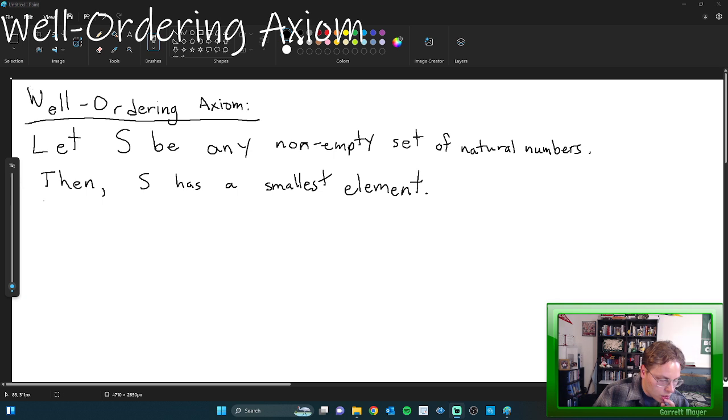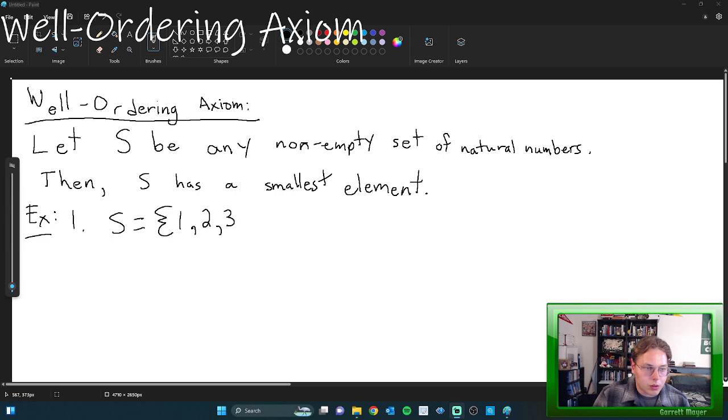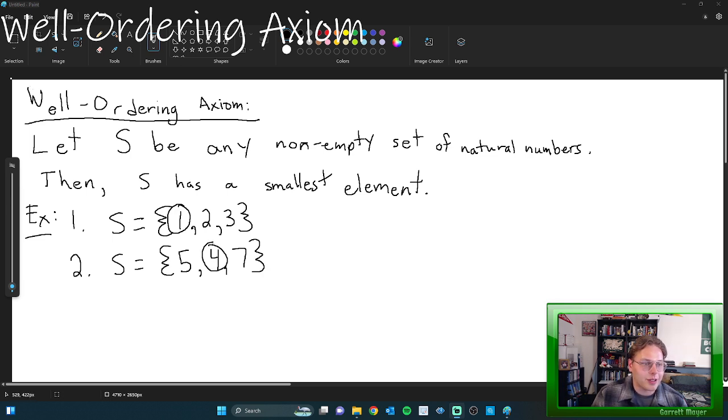Let's look at some examples to begin with. For the first example, let's look at the one we talked about before, S is 1, 2, 3. Here, obviously, the smallest element is 1. Next, another set could be 5, 4, 7. They're all natural numbers, and here the smallest element is 4.